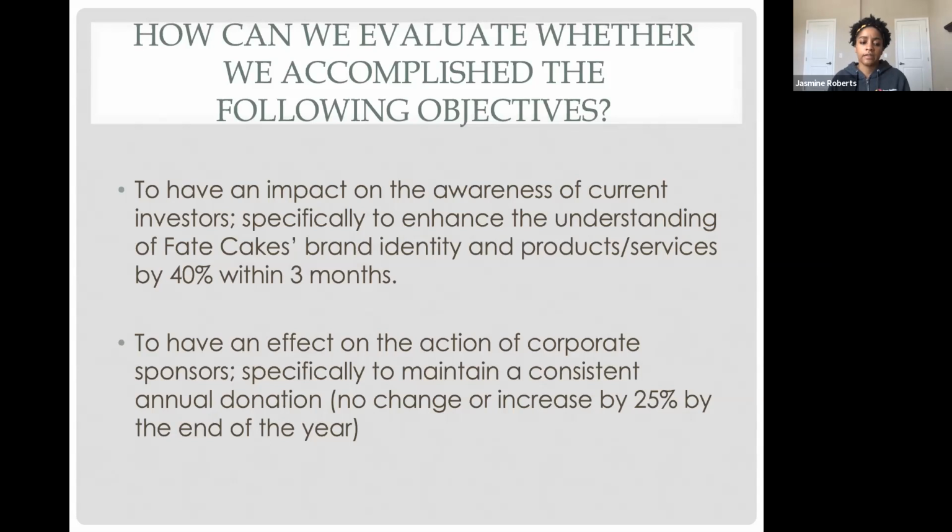But just to clarify the second one, so to have an effect on the action of corporate sponsors, specifically to maintain a consistent annual donation. So what will we look at there? In other words, what method could we use to evaluate the successfulness of that objective statement? How could we determine whether or not we had a consistent annual donation?